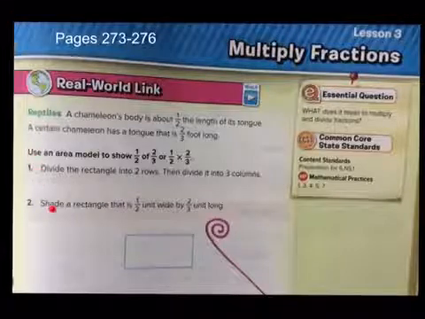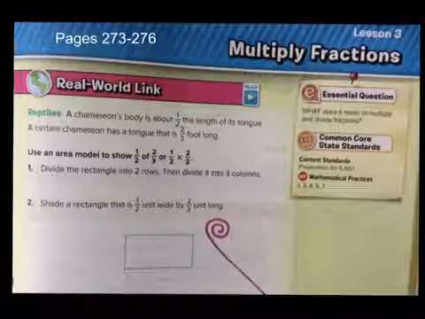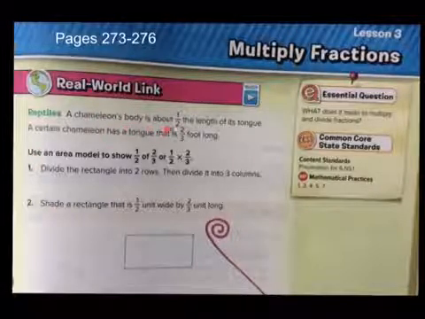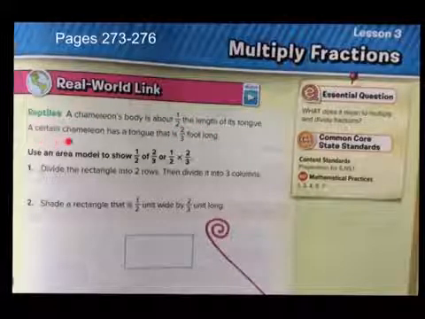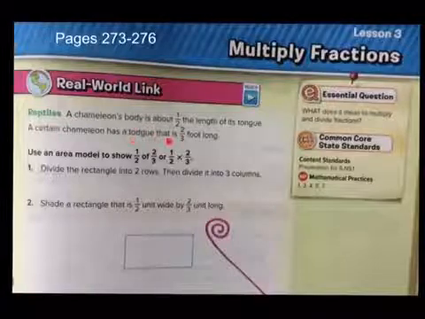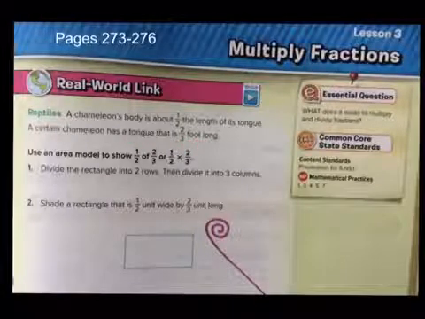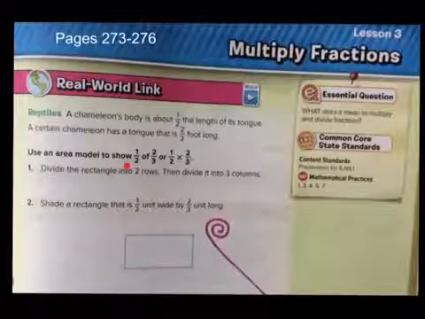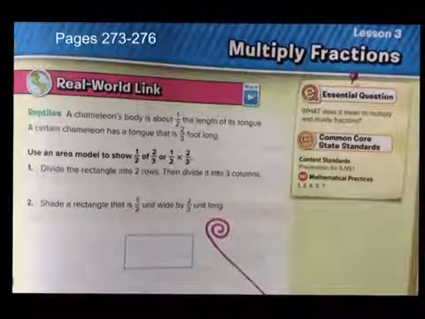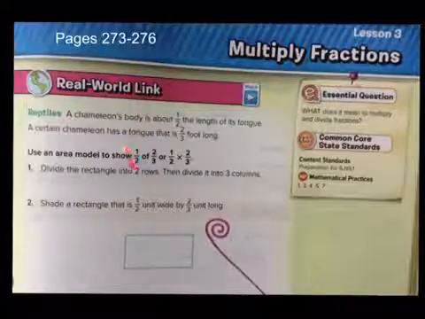As you can see here, we have the real world link right away. A chameleon's body is about a half of the length of its tongue. And a certain chameleon has a tongue that is 2/3 foot long. Wow. So the tongue is much longer. Use an area model to show a half of 2/3. What is a half of 2/3?